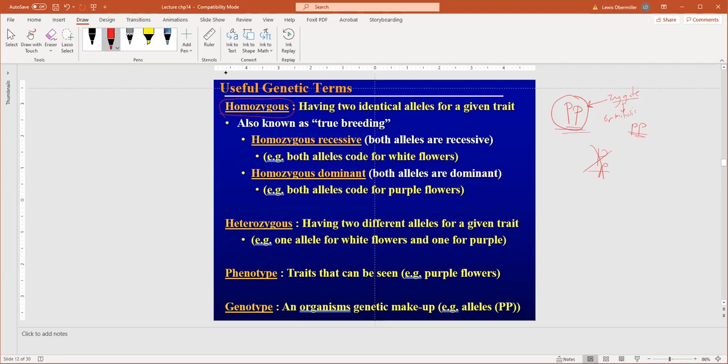We have to distinguish this one from this one. So we call this one homozygous dominant because purple is dominant. And we call this one homozygous recessive because white is recessive. And that's just Mendel's rule. So make sure you know those terms. Make sure you know heterozygous is one of each, right? A phenotype is what you see, so flower color. Genotype is what's in the genes, like big P, big P, big P, little p, little p, little p.